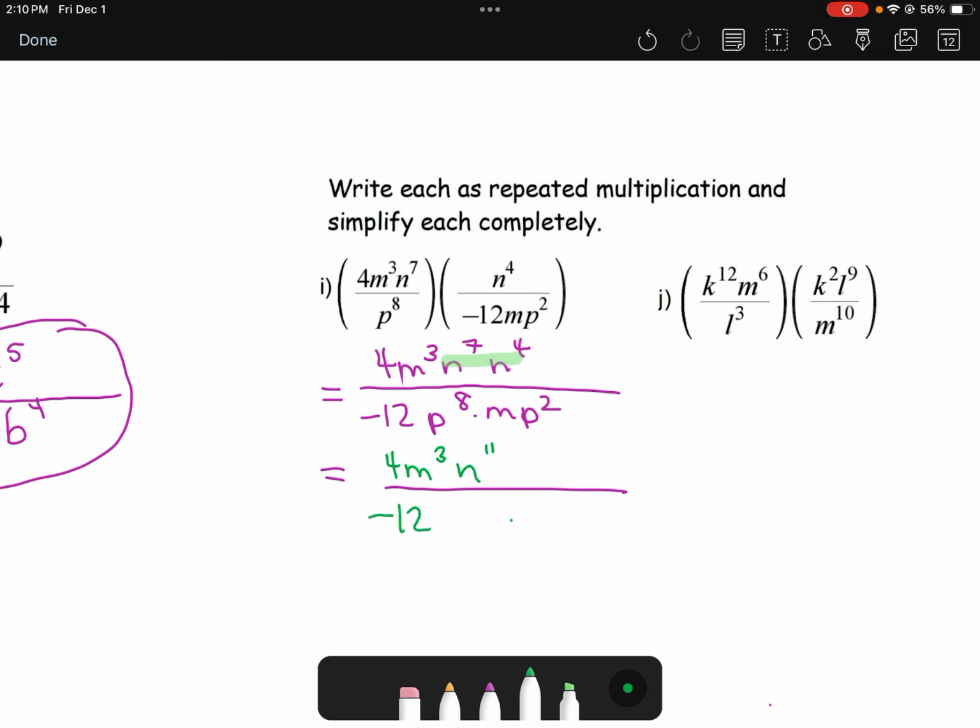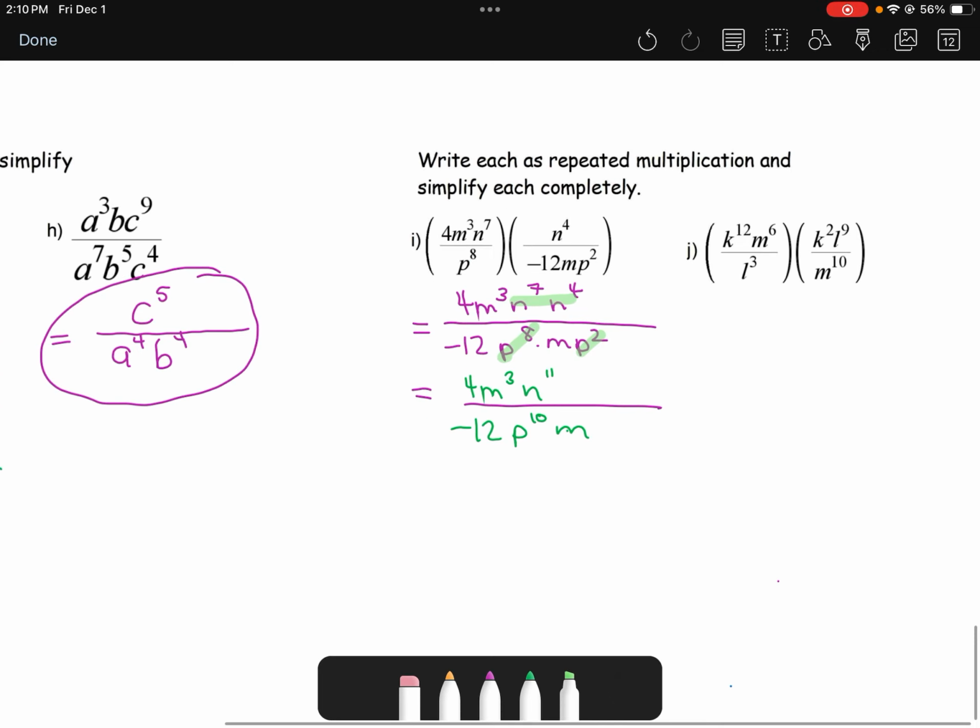Okay, let's go down to the bottom. So I have the negative 12. I don't have any other numbers. Well, now I'm noticing I have a p to the 8th and a p squared. So again, I'm multiplying that, which means we add their exponents. So that's p to the 10th. And then we just have the m. So I took care of the multiplication first. Now we're going to go ahead and go to division.